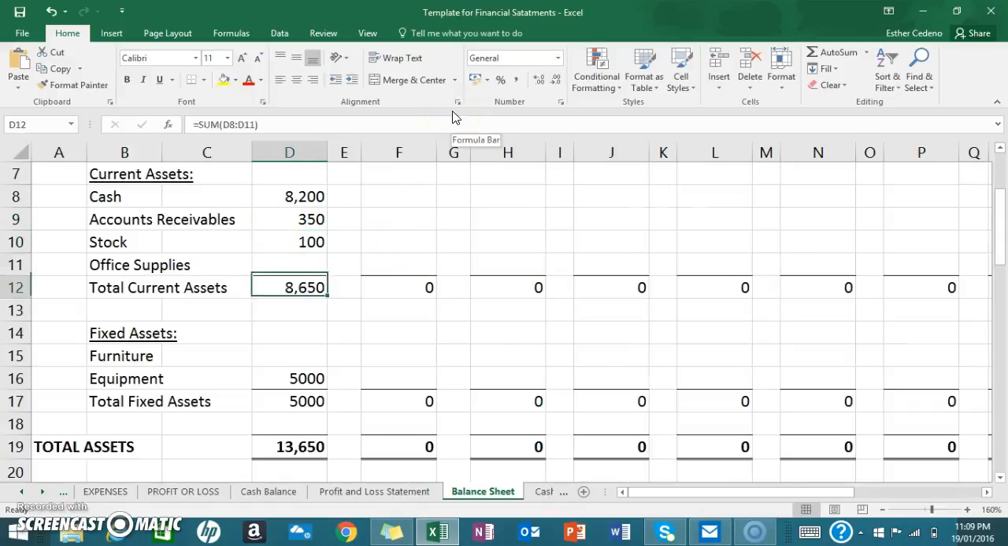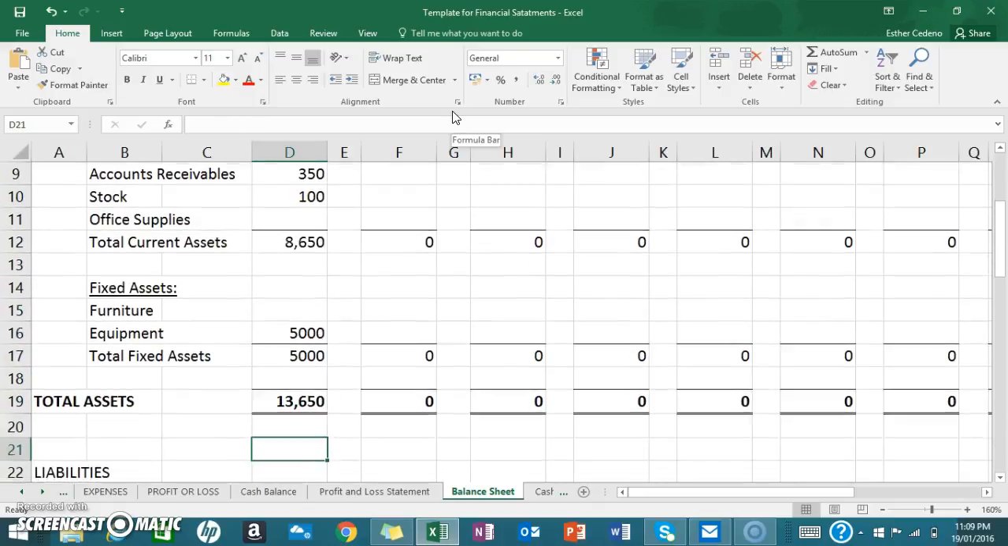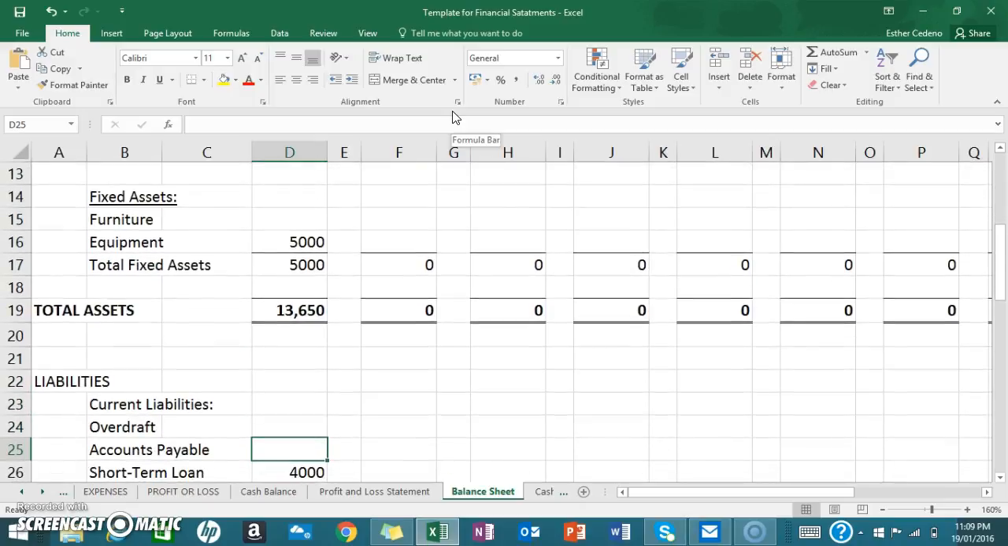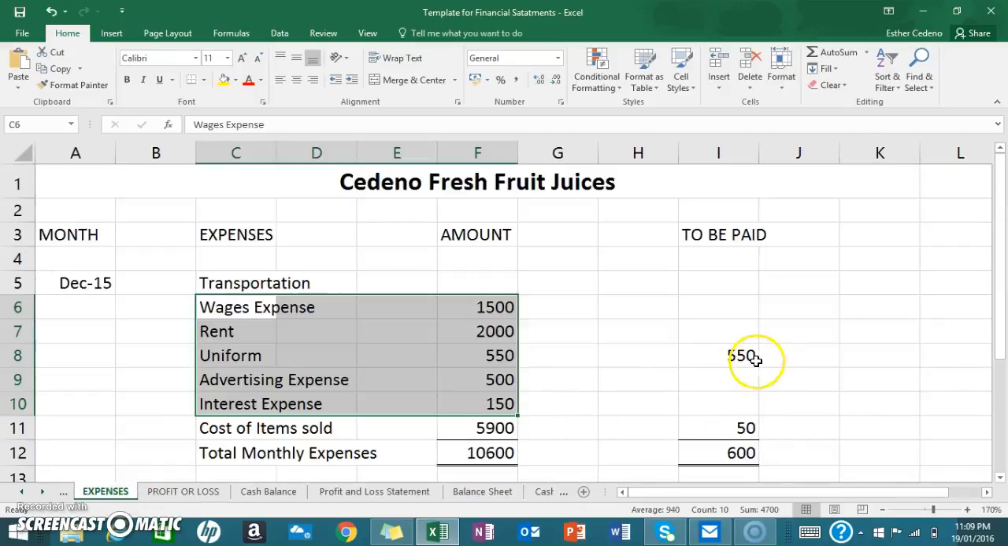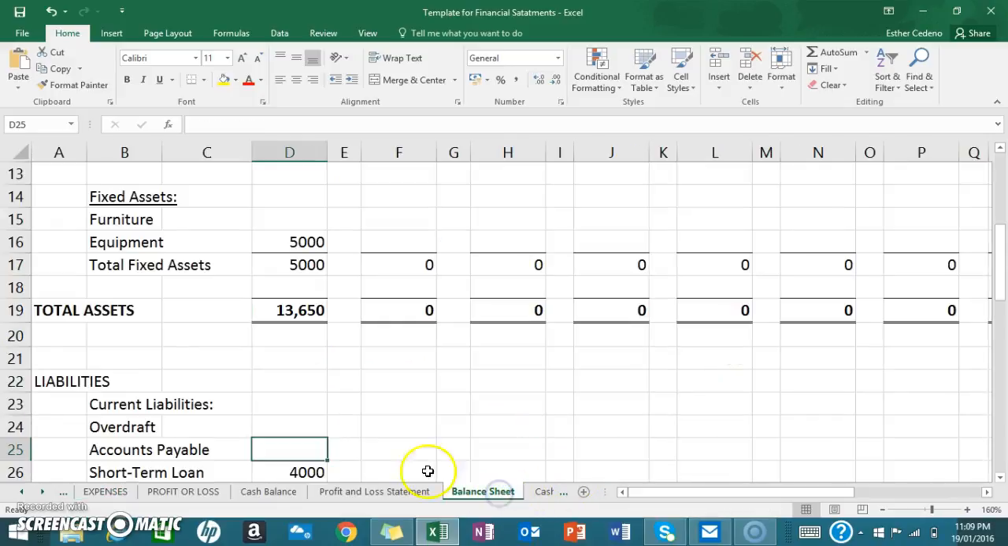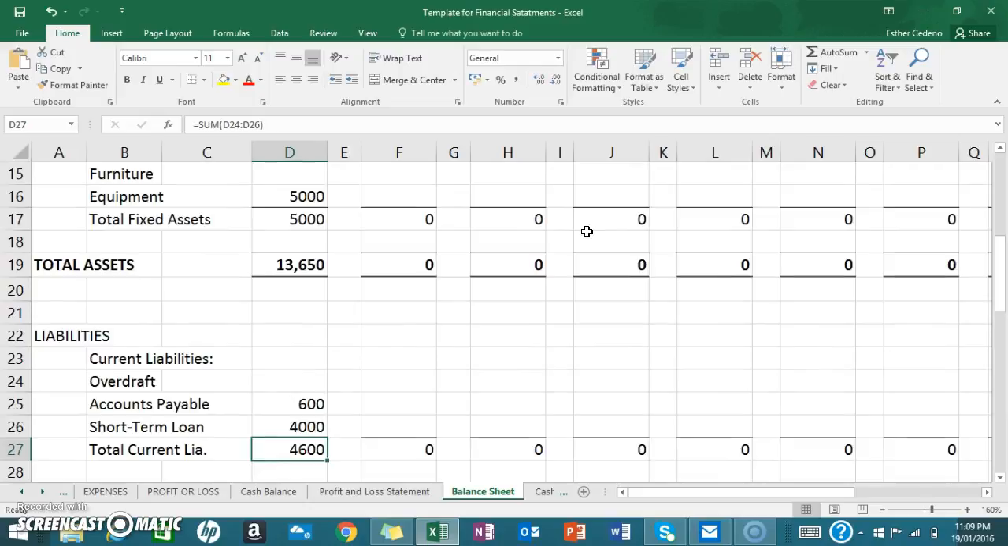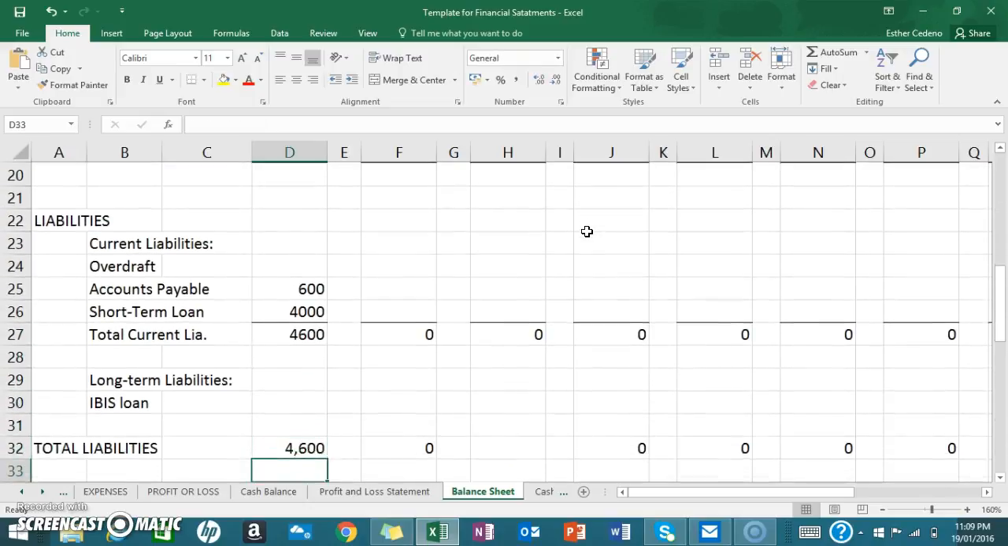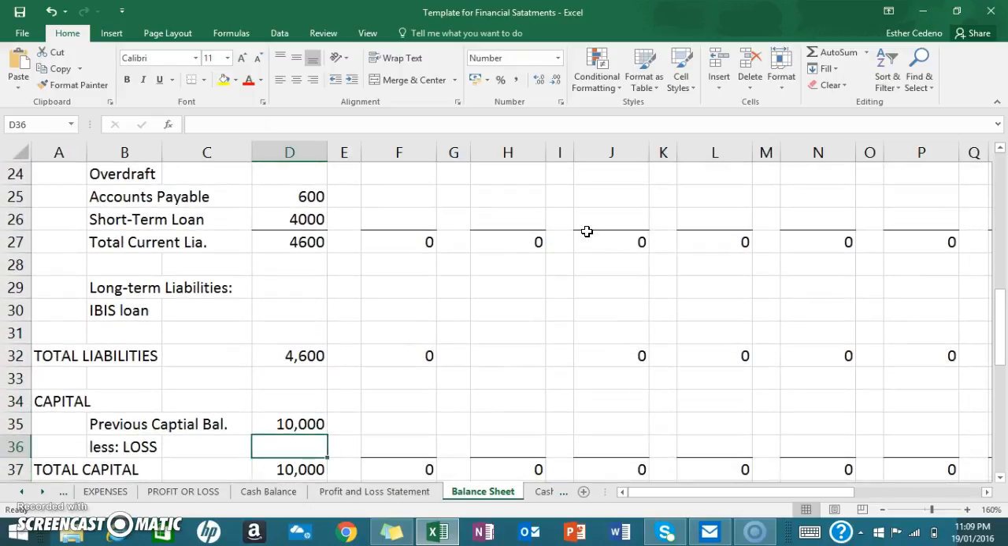We already have the 100 for the stock on hand and the 500 for equipment. So total assets are 13,650. There's no overdraft. Accounts payable would be under expenses, and expenses shows that 600 is still outstanding. So I put 600 here. We already have the 4,000, so total liabilities will be 4,600.